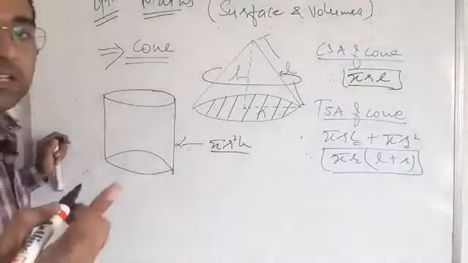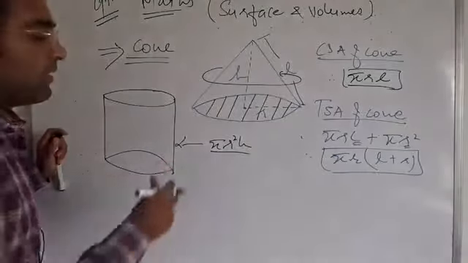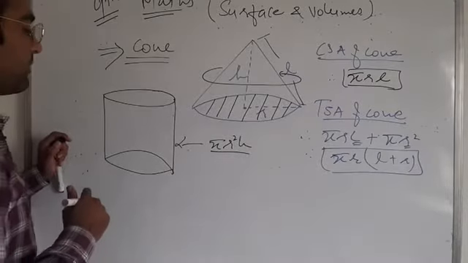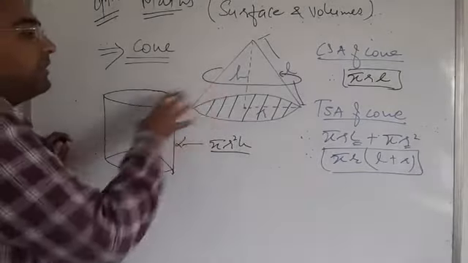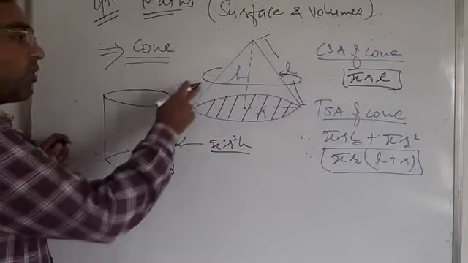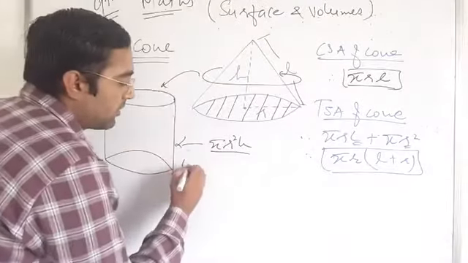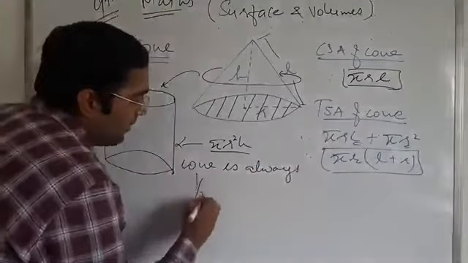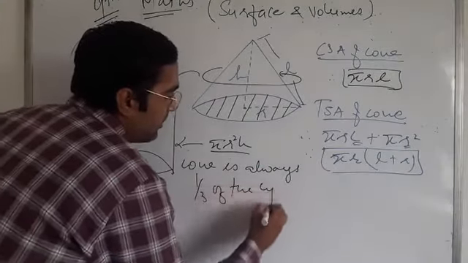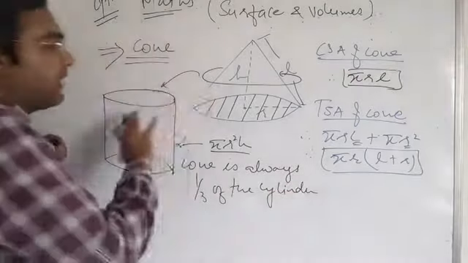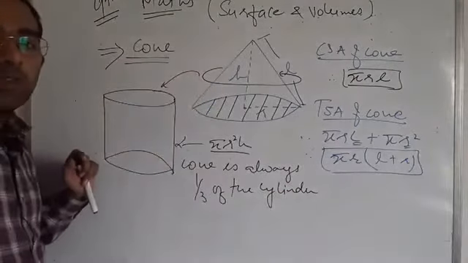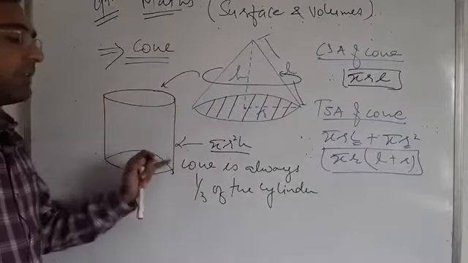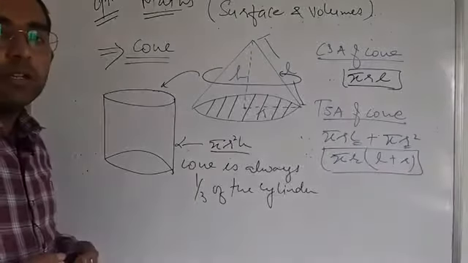As per the previous lecture, we have learnt about the volume of the cylinder. What is the volume of the cylinder? That is pi r square h. Now, whenever we have to compare the cylinder with the cone, the cone is always 1/3 of the cylinder.